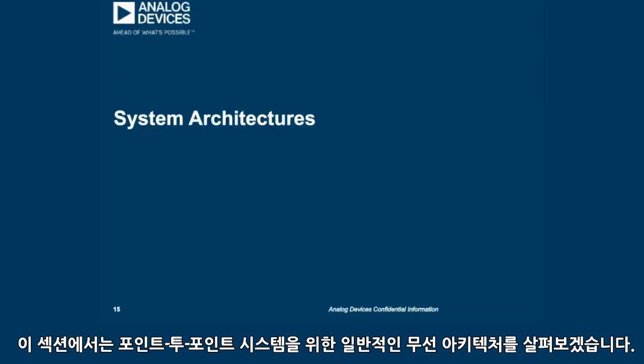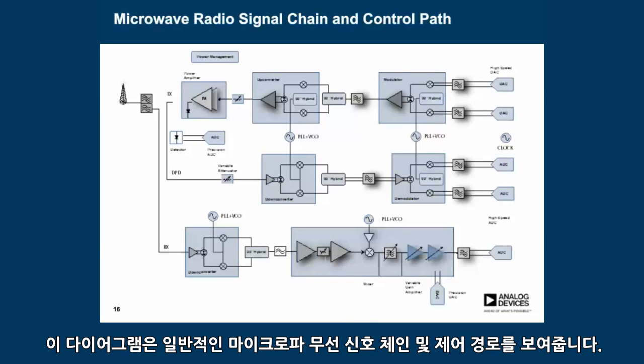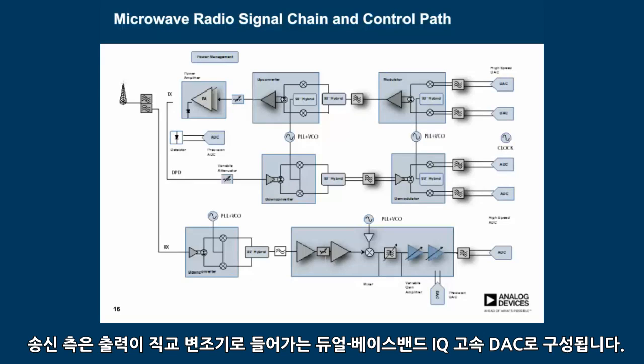This section goes through some of the common radio architectures for point-to-point systems. This diagram shows a general depiction of a microwave radio signal chain and control path. On the transmit side, it consists of dual baseband IQ high-speed digital-to-analog converters whose outputs enter a quadrature modulator.